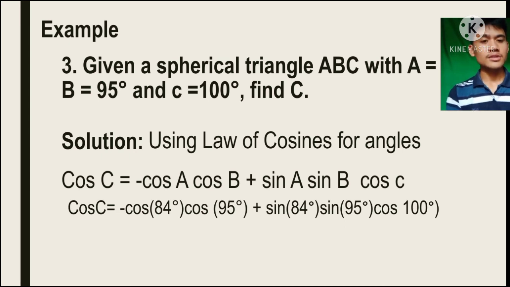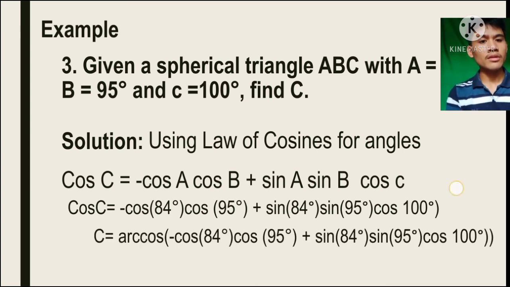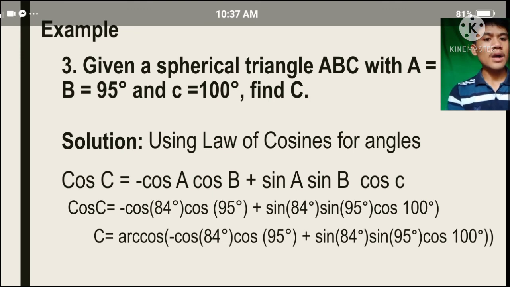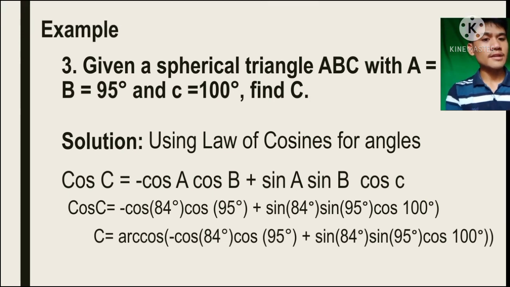And again, just find the inverse of the cosine C for us to find the exact value of our C. So we came up with C is equal to arccos, or just the inverse cosine or cosine inverse, quantity of negative cosine 84 degrees cosine 95 degrees plus sine 84 degrees sine 95 degrees cosine 100 degrees, and that would be equal to 99 degrees 23 minutes as the value of our C.